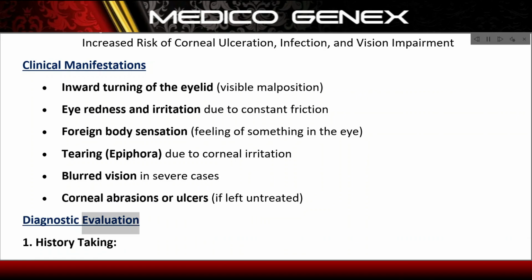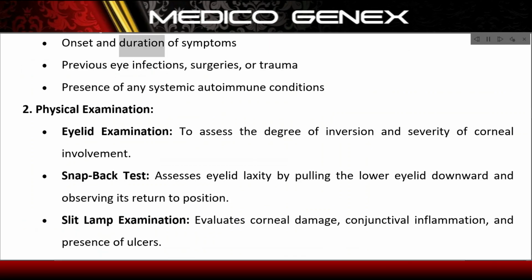Diagnostic evaluation. 1. History taking. Onset and duration of symptoms. Previous eye infections, surgeries, or trauma. Presence of any systemic autoimmune conditions.